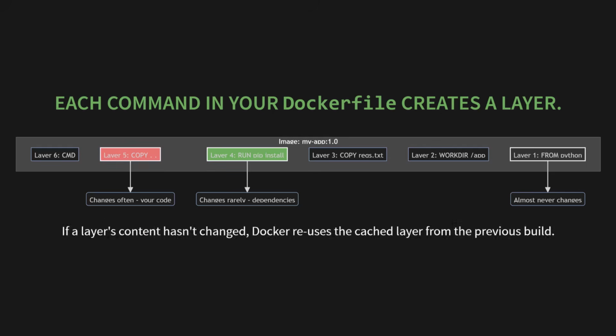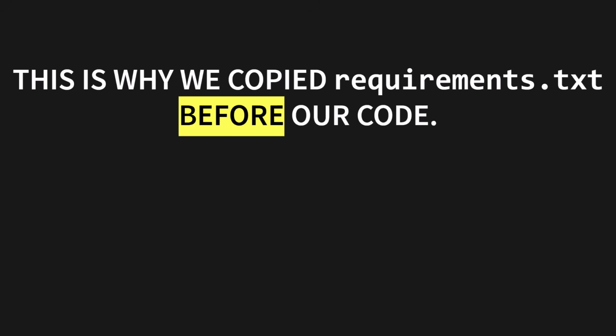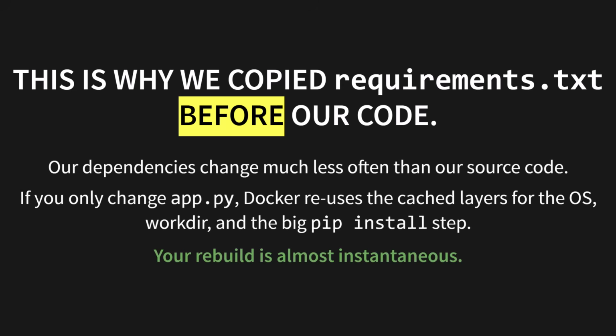Now here's the magic. If a layer's content hasn't changed since the last time you built, Docker doesn't rebuild it. It just reuses the cached layer from before. This is why we copied requirements.txt before we copied the rest of our code. Think about it. Your dependencies, like Flask, change very rarely, but your source code, your app.py, you change that all the time.